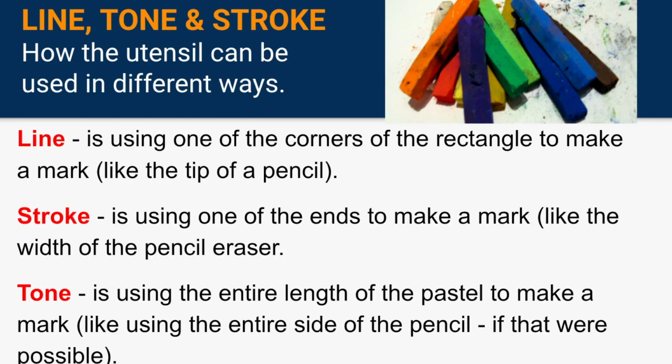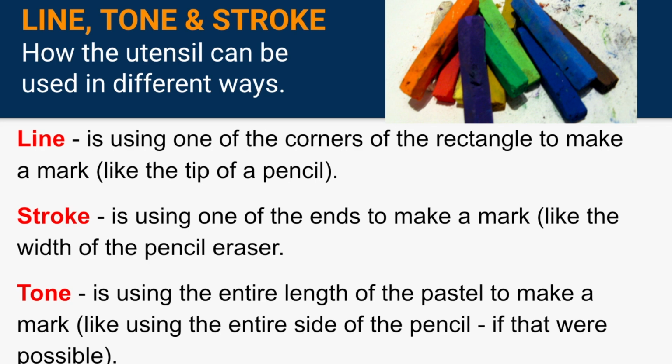Another thing we need to talk about is line, tone, and stroke. So this is how the utensils can be used in a variety of ways. Line is using one of the corners of a chalk or oil pastel, or possibly the tip of the pencil that you're using. Stroke is technically using the end or the width of the utensil like a pencil eraser. So if I'm looking at this light blue pastel here, it's the length across the bottom that I would be using. That would create a stroke. And then tone technically is using the entire length of the chalk or oil pastel to create a lot of media on the page all at once.